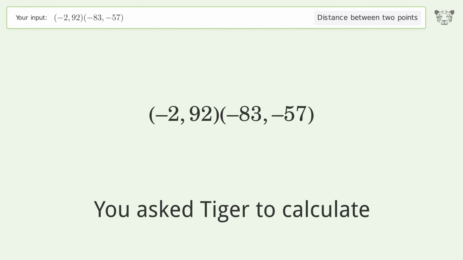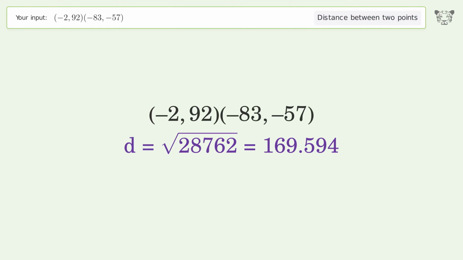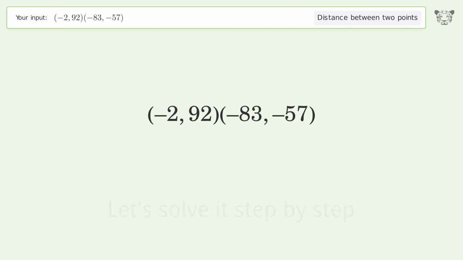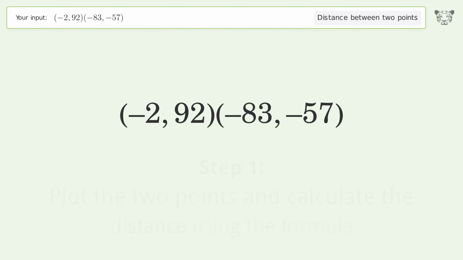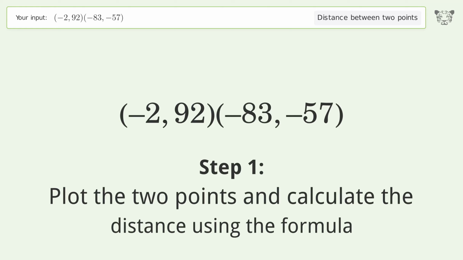You ask Tiger to calculate. This deals with the distance between 2 points. The distance between the 2 points is the square root of 28,762 or 169.594. Let's solve it step by step. Plot the 2 points and calculate the distance using the formula.